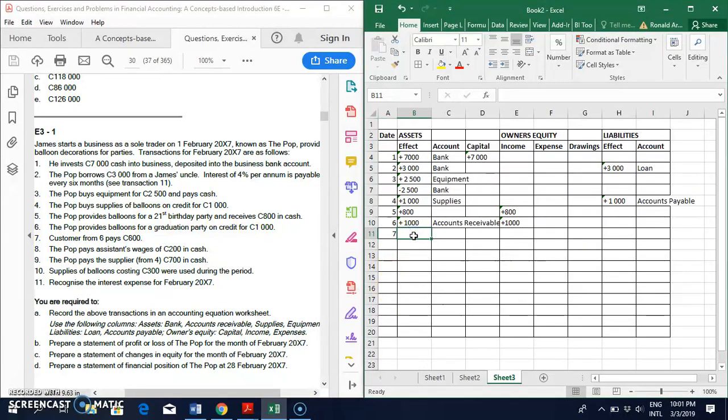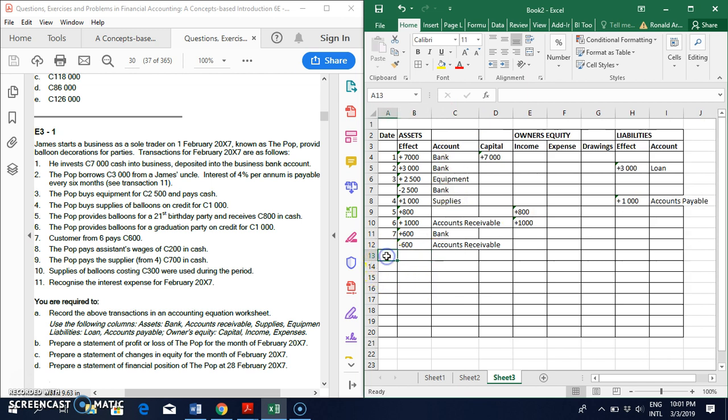Transaction 7. The customer from 6 pays us 600 Rand. So we received money. What happens to my bank account? It increases with 600 Rand. We received money from this customer who owed us 1,000 Rand. So does he still owe us 1,000 Rand? No. So we have to decrease his account by 600. That will be accounts receivable.